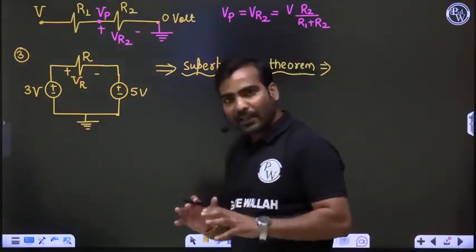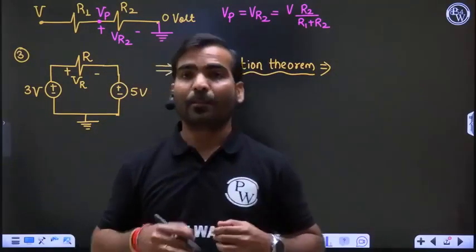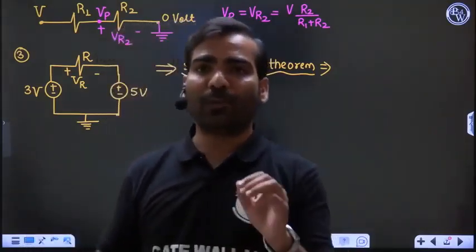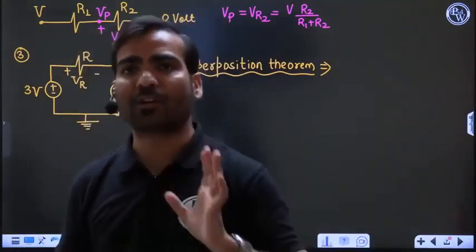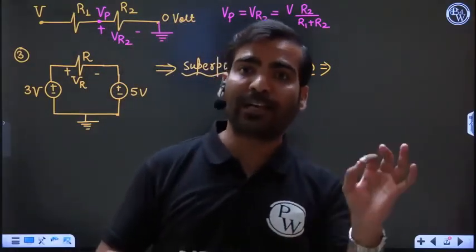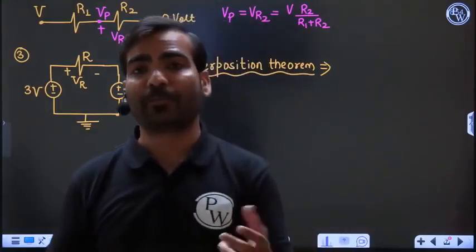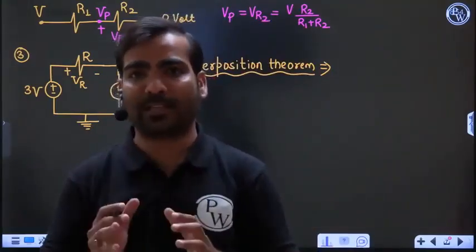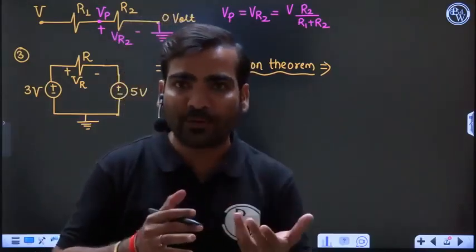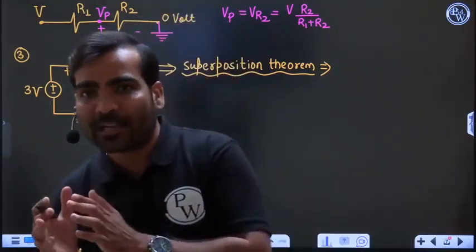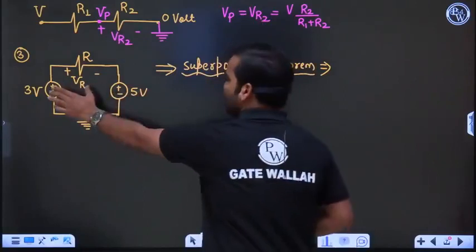See, in network analysis, whenever you want to switch off a voltage source, the rule is to make it a short circuit. If you want to switch off the current source, that means current equal to 0, then you have to make it an open circuit. Switch off means kill the voltage source, kill the current source. How to kill the voltage source? By short circuit. How to kill the current source? By open circuit. Here both are voltage sources, 3 volt and 5 volt.